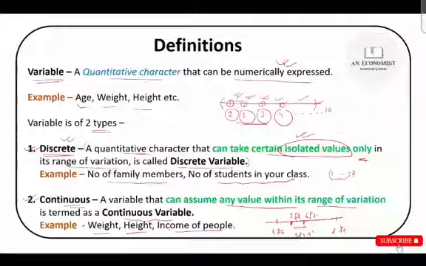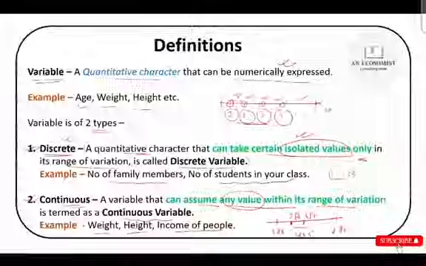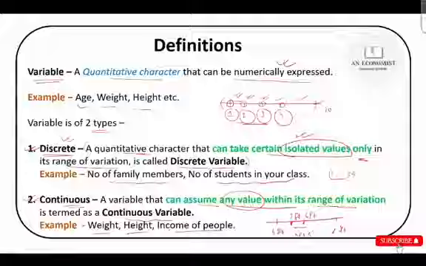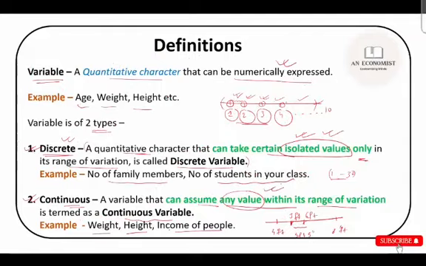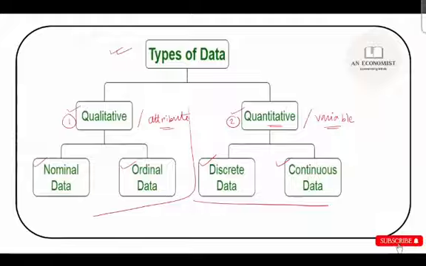So this is the continuous data that can take any value within its specific range of variation. So the distinction is that a discrete variable will take only some isolated values, but a continuous variable will take any value within its specific range of variation. Okay, so we are done with the types of data.